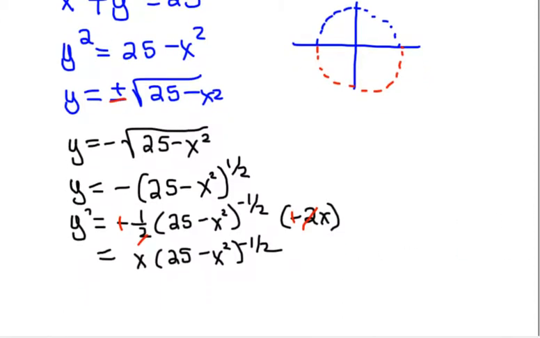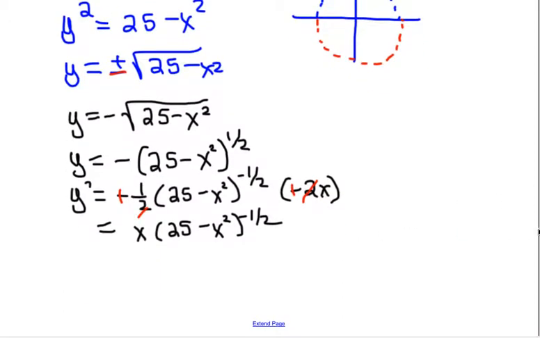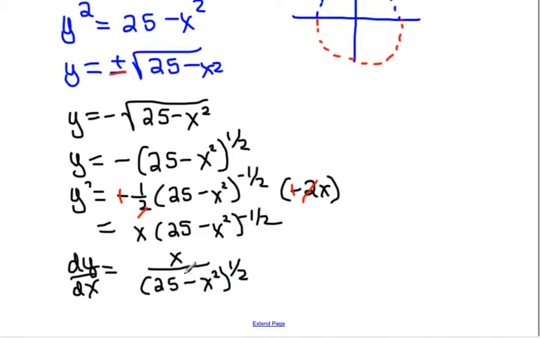Okay, and in the next case, I'm going to clean this up a little bit. So I'm going to say this is going to be x over (25 minus x squared) to the positive 1/2. Okay. All right, so there's your formula. That is your derivative of y with respect to x. Okay, so now let's think about what we wanted to do here.